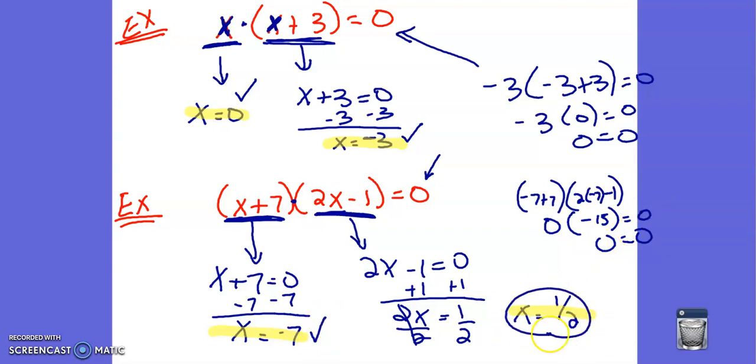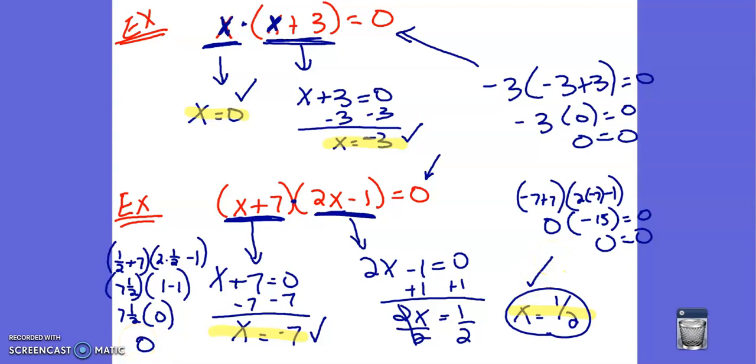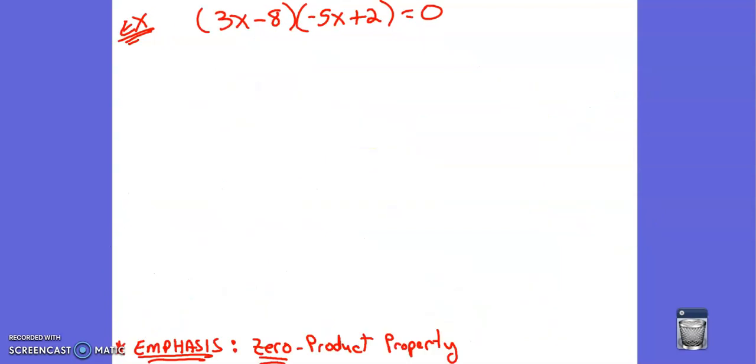Again, the same thing. If you plug 1/2 back into these equations, so 1/2 plus 7 and 2 times 1/2 minus 1, you're going to get 7.5 here. You're going to get 1 minus 1. And anything times 0 is 0. So this one works out as well. You can easily check your answers. It will make it 0.